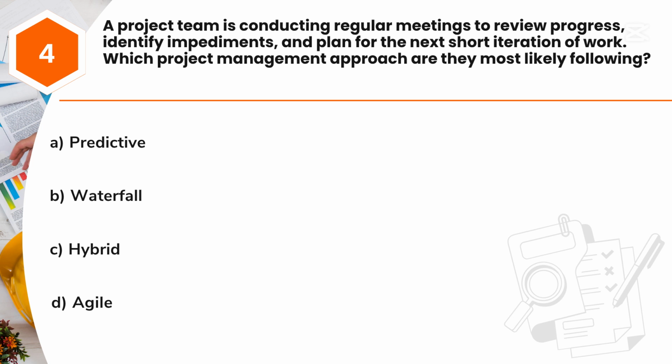Question 4. A project team is conducting regular meetings to review progress, identify impediments, and plan for the next short iteration of work. Which project management approach are they most likely following? A. Predictive. B. Waterfall. C. Hybrid. D. Agile.